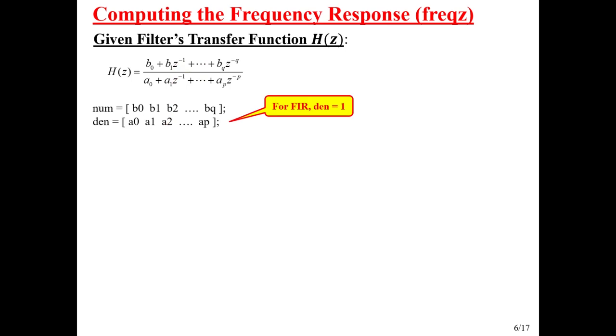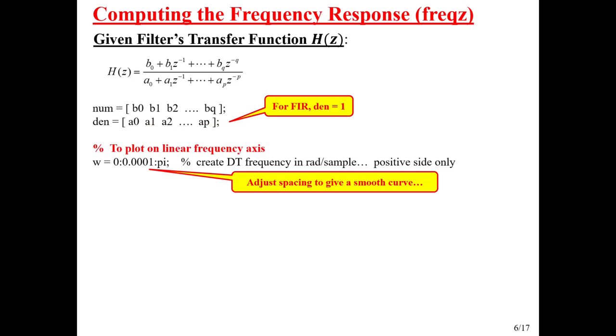And if this is an FIR filter, then none of this will be here, and more than likely this A0 will be equal to 1. So this denominator would just be equal to the scalar 1. So that's how we would do that for an FIR filter.